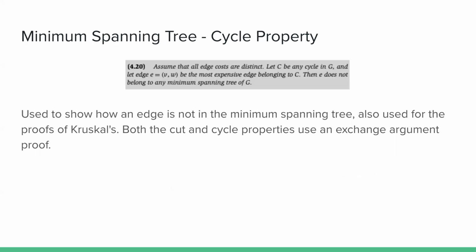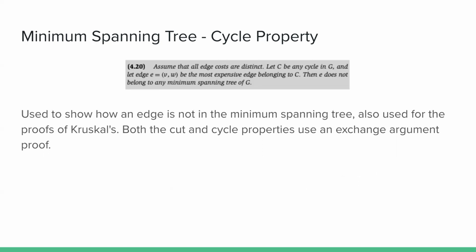Okay, the second property that's super crucial for minimum spanning trees is called the cycle property. I think this one is more intuitive than the cut property, but you still need to make sure you understand it well. It assumes that all edge costs are distinct. Let C be some cycle in your graph, and let the edge e = vw be the most expensive edge in that cycle C. Then e cannot belong to any minimum spanning tree of your original graph.